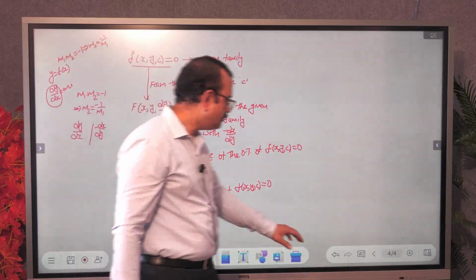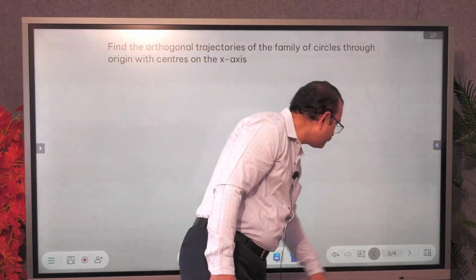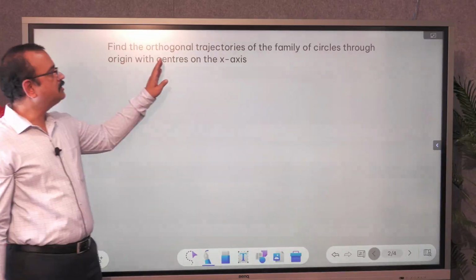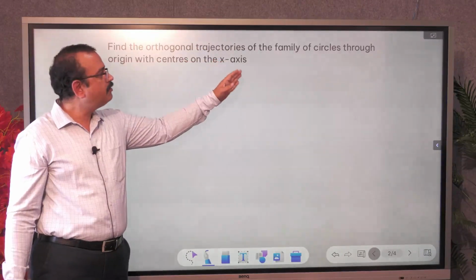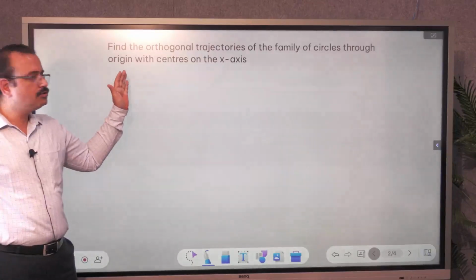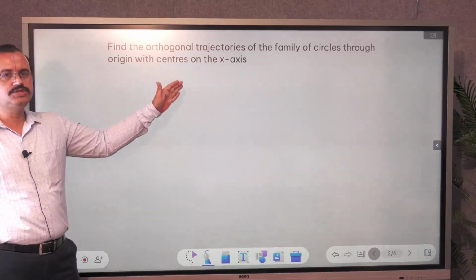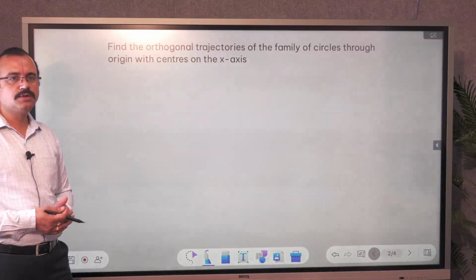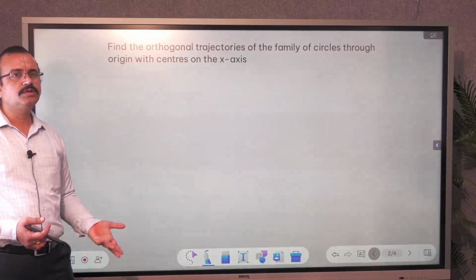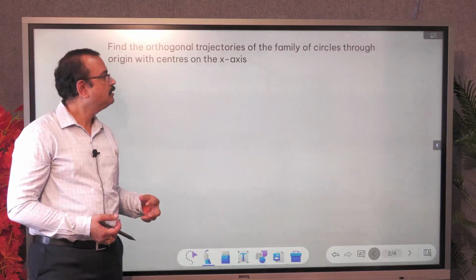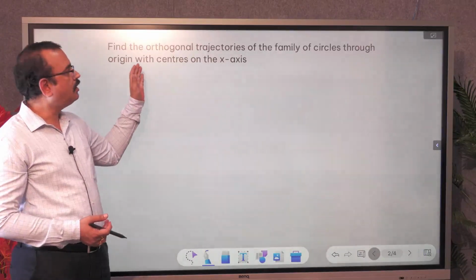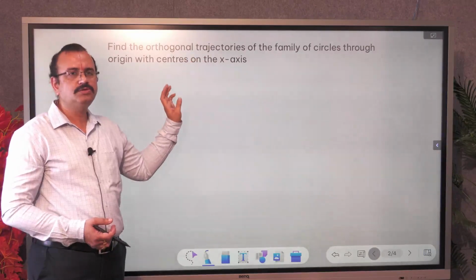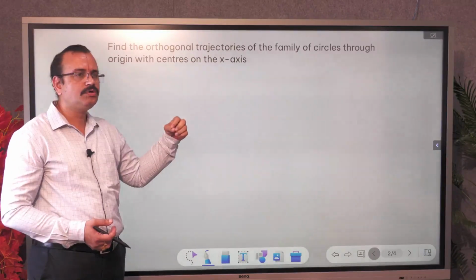Now let us discuss this with the help of one small example. Now we have a problem like this. Find the orthogonal trajectories of the family of circles passing through the origin and having their centers on the x-axis. But here the equation of the family is not given. We have to find out the equation of the family also.